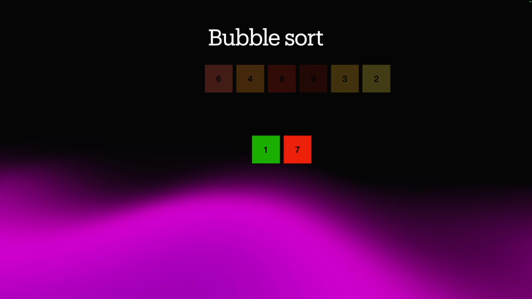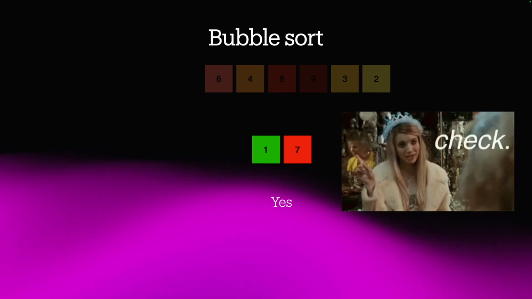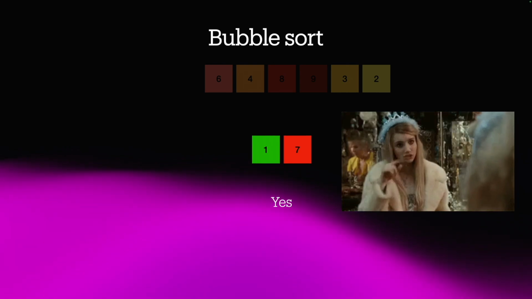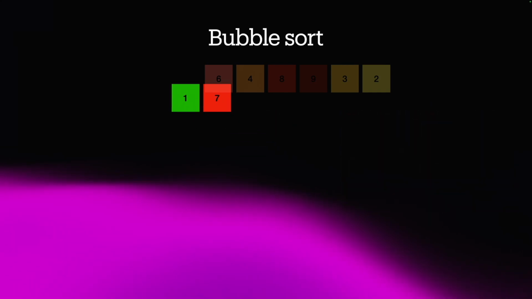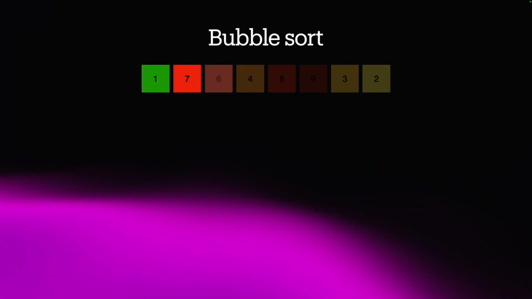So let's zoom into the first 2 elements and have a closer look. Let's ask if 1 is smaller than 7. Yes, of course it is. Cool. There seems to be nothing to be done here. So let's put those back and move forward 1 index in the array.